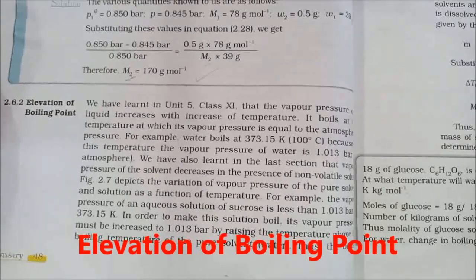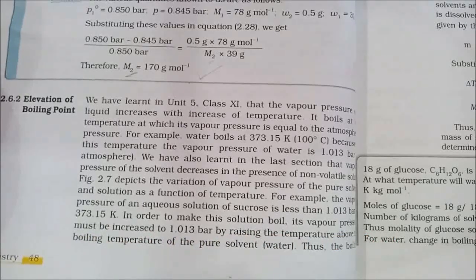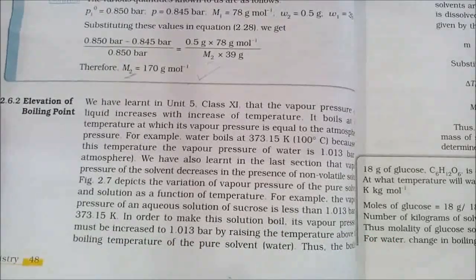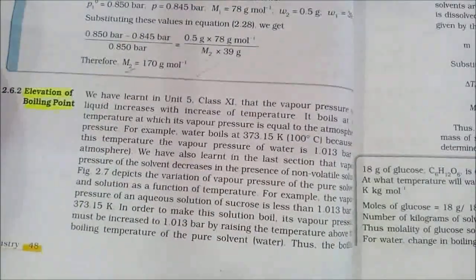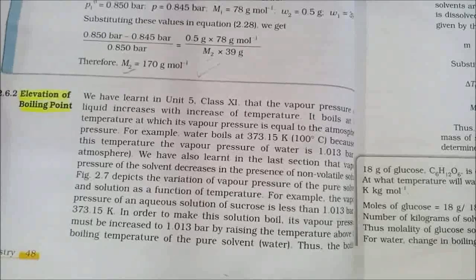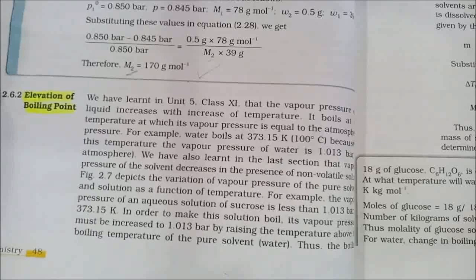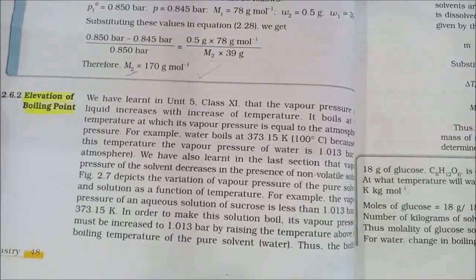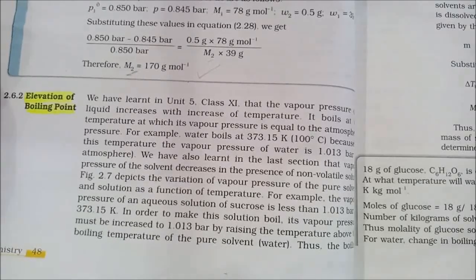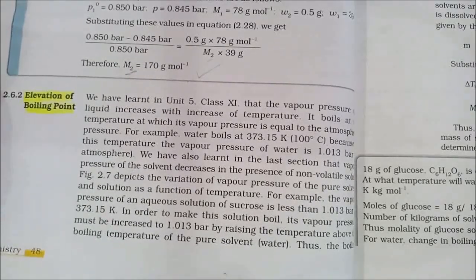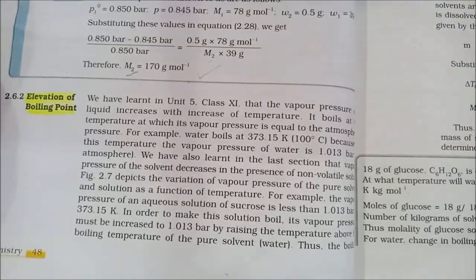So in the previous session we discussed azeotropes and the first colligative property, that is relative lowering of vapor pressure. Now in this session we will discuss the elevation of boiling point, which is the second colligative property in your textbook. Okay, let's start the session. The name of the colligative property is the elevation of boiling point. As the name indicates, elevation means elevate, which means increase. So it is the increasing of the boiling point.